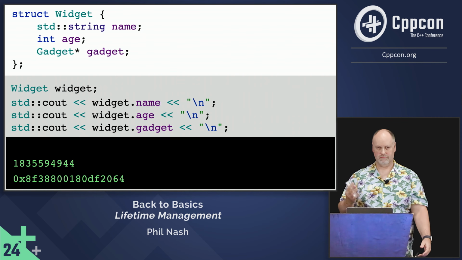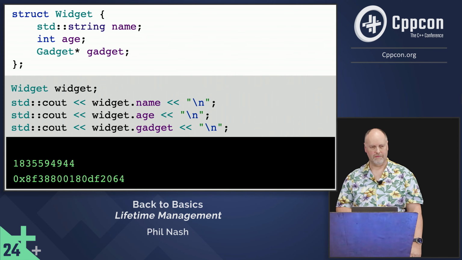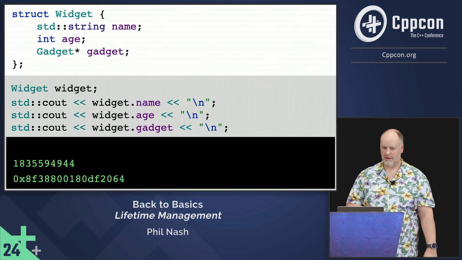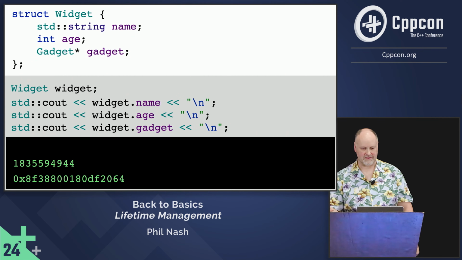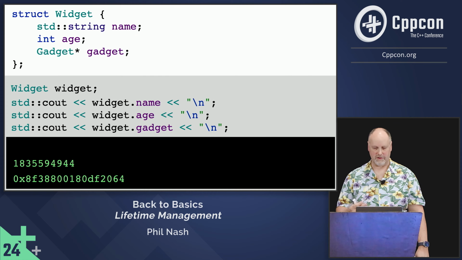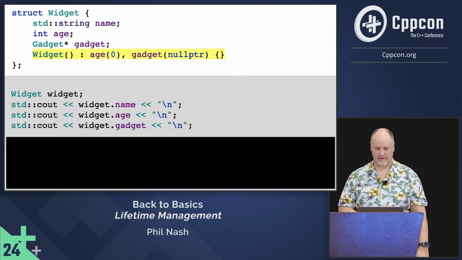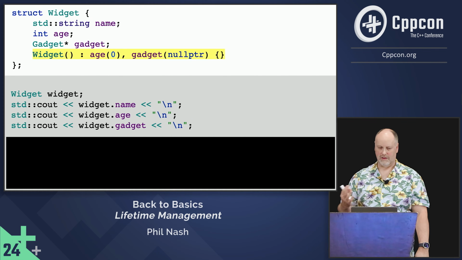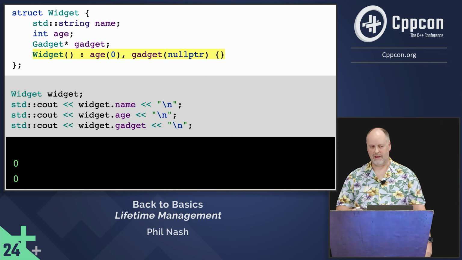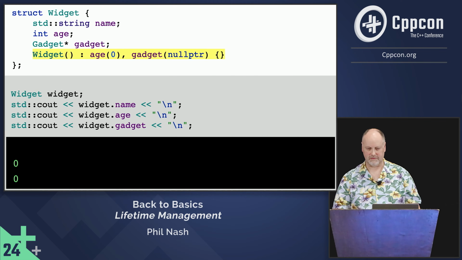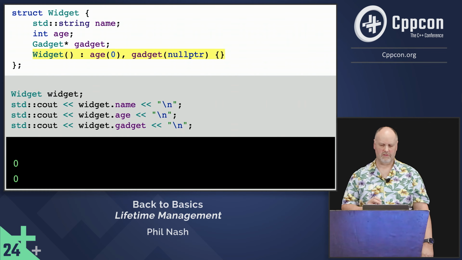Well, the string has a default value, empty string. The integer doesn't, we already discussed that, and neither does the pointer, so they're garbage values. So again, we want to add a default constructor. We're going to initialize our pointer to nullptr, and now we get the expected results. Okay, not so interesting so far.